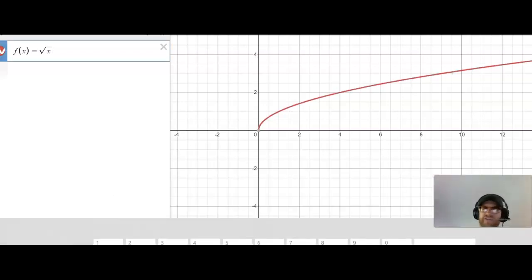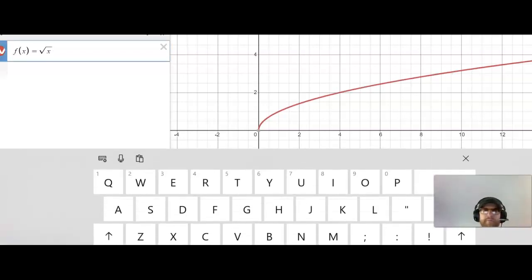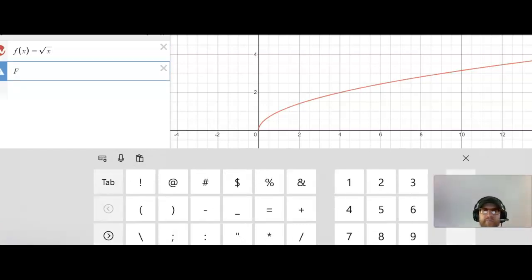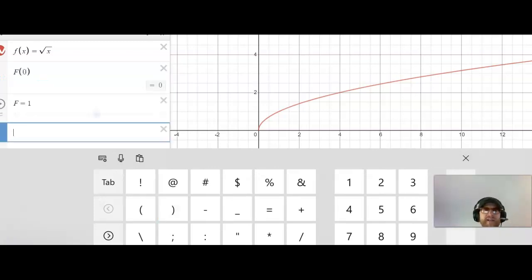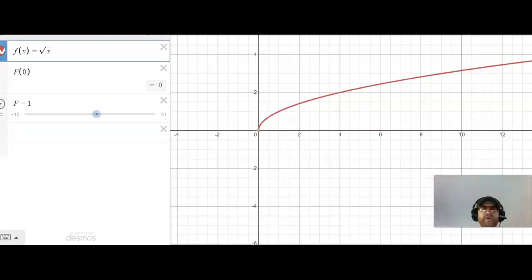Just to be a little bit more clear, I want you to see that if I type f of 0, so if you actually plug 0 into that function, f of 0 is 0, which means the square root of 0 is 0. And I see that in the graph right here. The square root of 0 is 0.